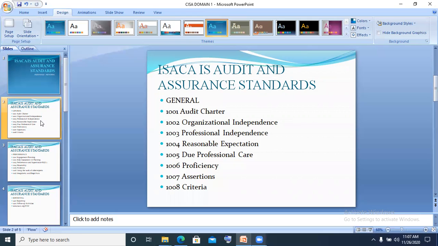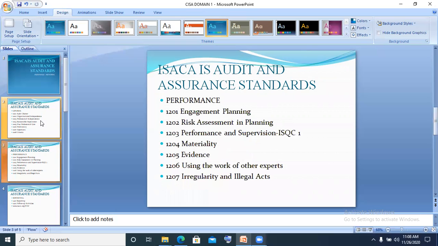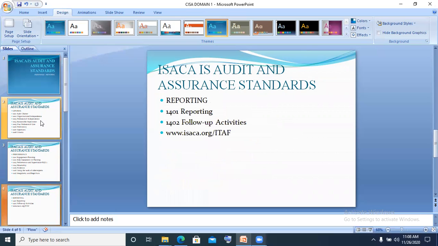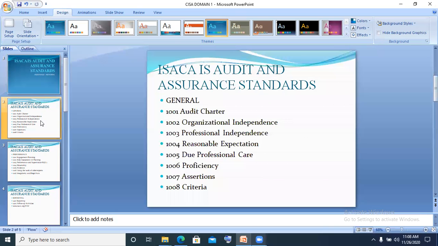All right. So the Isaca IS Audit and Assurance Standards, they are divided into three sections. All right. So you can see the general standards, then we have the performance standards, then we have the reporting standards. Those are the three classification of auditing standards. So we start with number 1001, audit charter. What is that standard talking about?